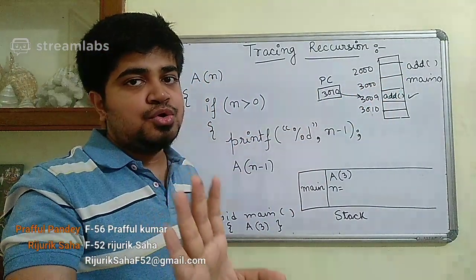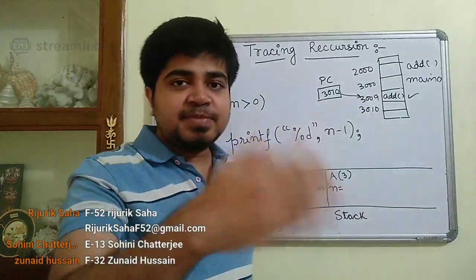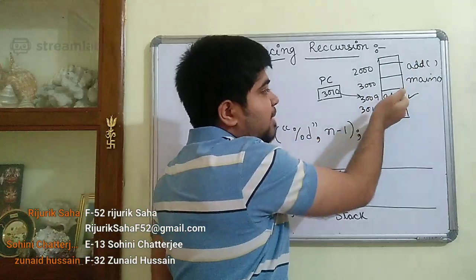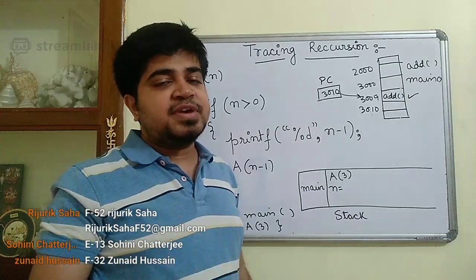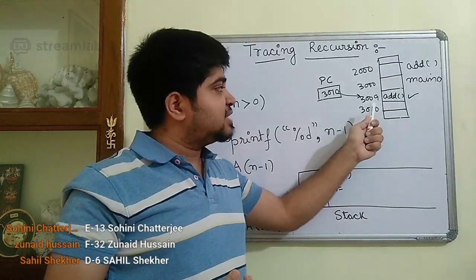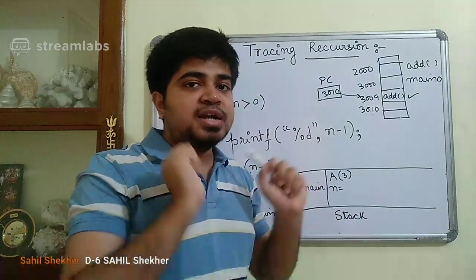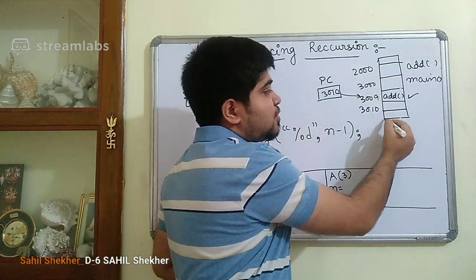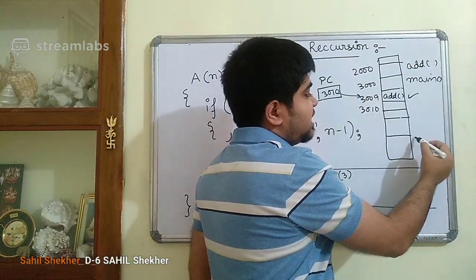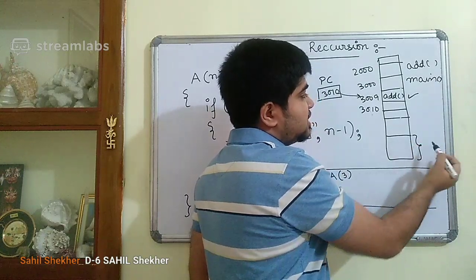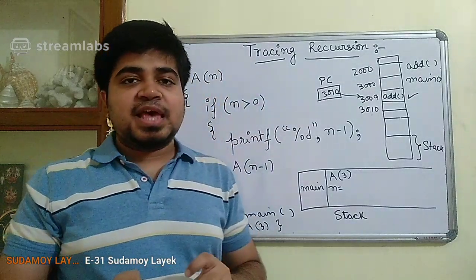So it has to know that after this call, when the add function has been executed, it has to come back and execute the rest of the instructions. For this purpose, it has to know that 3010 is the position from where it will start. So this 3010 has to be stored somewhere. That place where it is stored is called the stack memory.